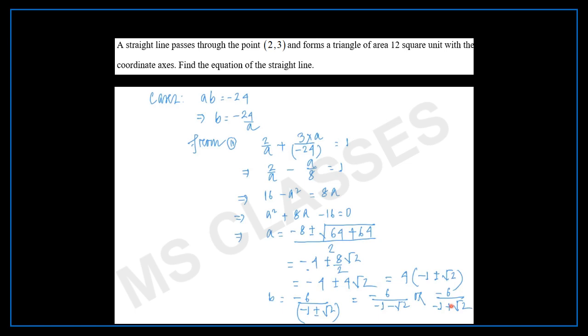So now we can write the equation, that is the required equation. We can finish off here only. That equation of line, whether lines possible, x by A, and we'll write it directly so that we don't have to write again and again. So minus 1 plus root 2 plus y by minus 6 by minus 1 plus minus root 2 equal to 1.